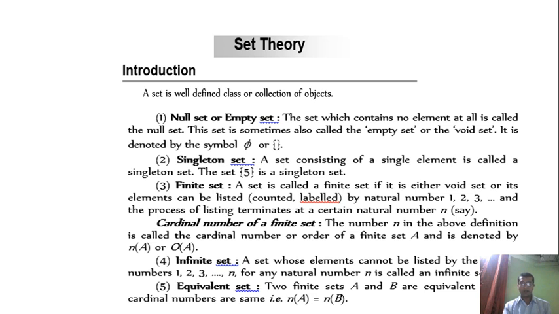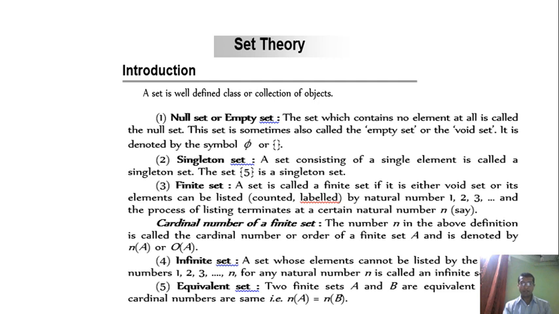Next, cardinal number of a finite set. The number n, that is the number of elements present in a given finite set, is called the cardinal number of a finite set. For example, a set having the elements 1, 2, 3, then the cardinal number is 3. That is, a set having 3 elements.